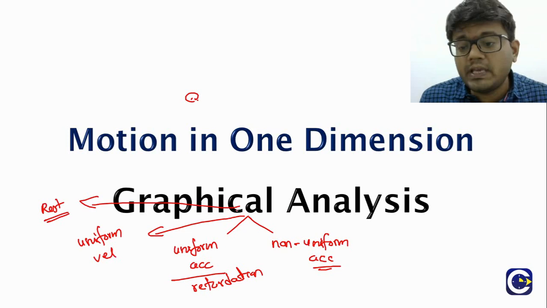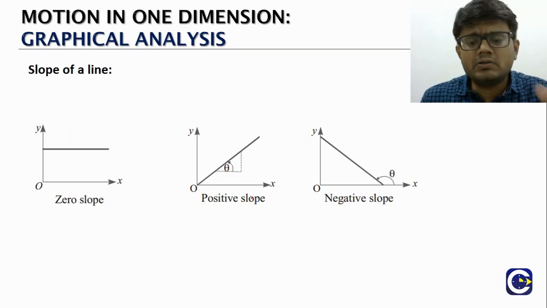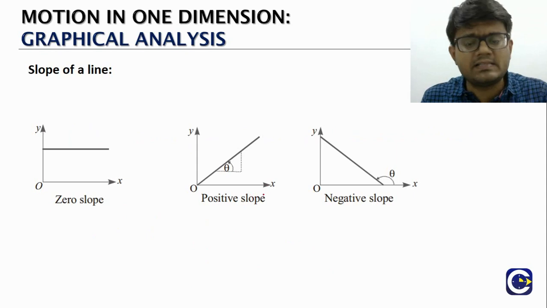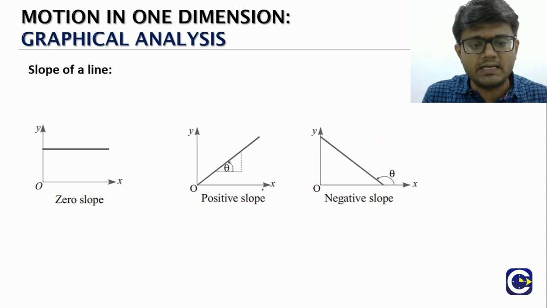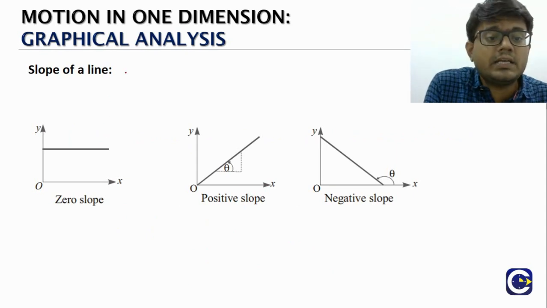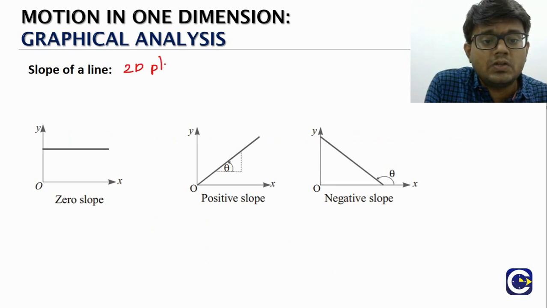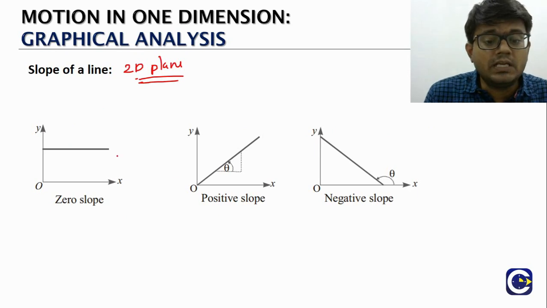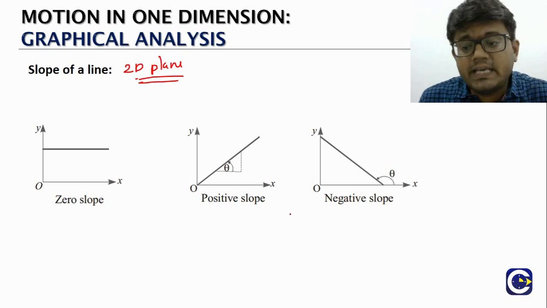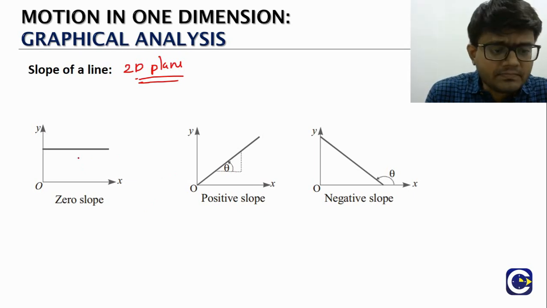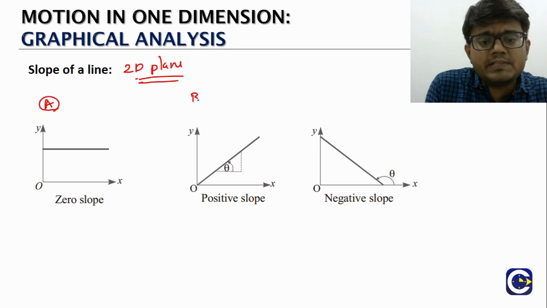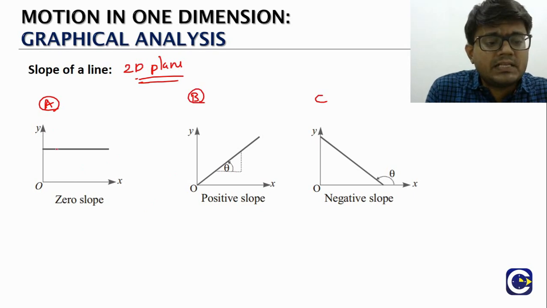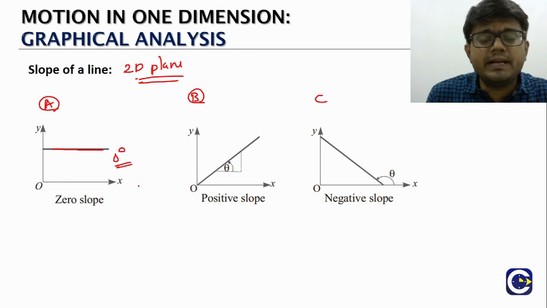Before we get into the graph analysis, let us talk about this idea of slope of a straight line. This is something that we are used to in general mathematics. When you have a straight line in a 2D plane, like the straight line in the XY plane, making an angle theta with the positive direction of the x-axis, we can call it case A, case B, case C. In case A, the straight line is horizontal, so it is making an angle of 0. The angle made with the positive x-axis is what?